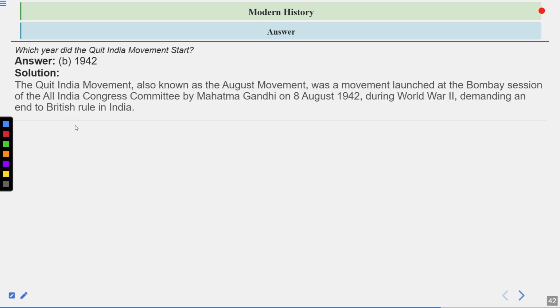Solution. The Quit India movement, also known as the August movement, was a movement launched at the Bombay session of the All India Congress Committee by Mahatma Gandhi on 8 August 1942 during World War II, demanding an end to the British rule in India.